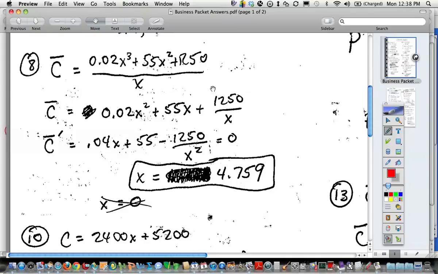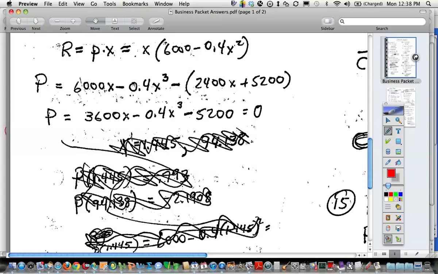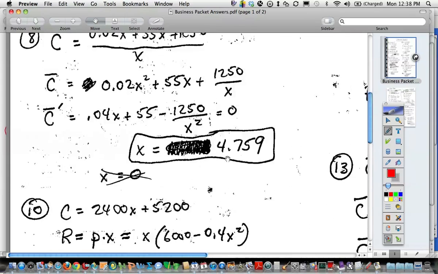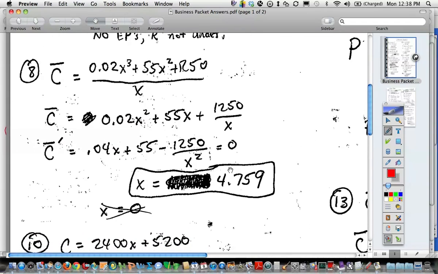All right. So onward here to number 8 in the business packet. If you had a negative 1,833 units or something like that, then you hopefully thought, well, something's not right. If we buy back what we sold.